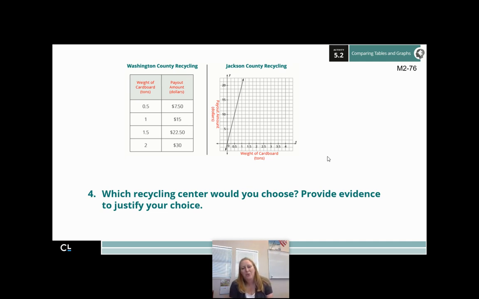So, here's the final question. Which recycling center would you choose to use, Washington County or Jackson County? And provide evidence to justify that choice. Go ahead and hit pause, jot down your thoughts, and hit play when you're ready to check your work.